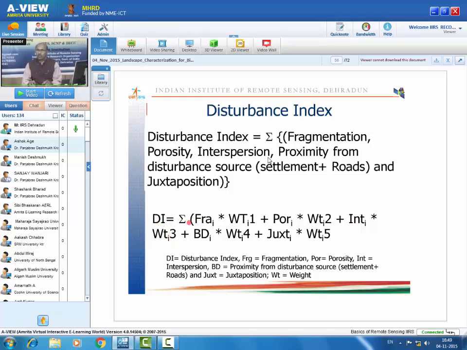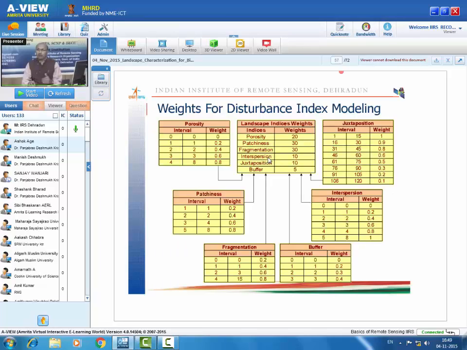We have used a simple linear equation. You can see a disturbance index is a function of fragmentation, and we have given weights depending upon the area. We have to give weights: porosity, interspersion, biotic disturbance, and juxtaposition, which is a simple linear equation we use, and certain knowledge-based weights are assigned. So you can see here weights are given at two levels.